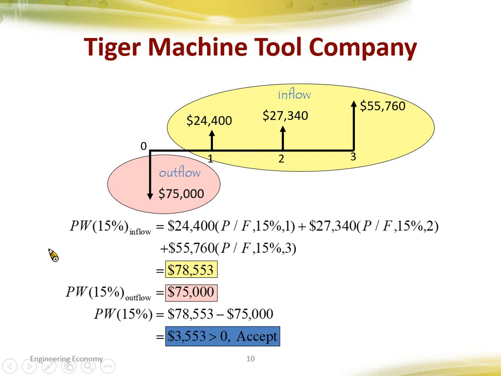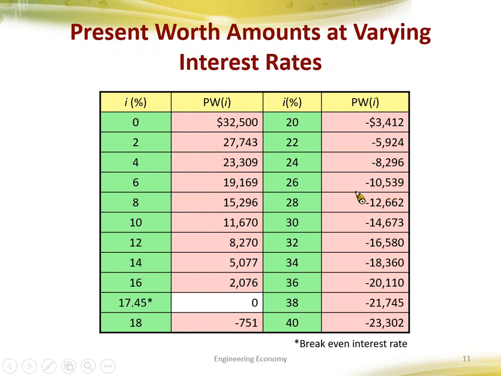Let me show you the next slide. So if we change i, as some of you have already pointed out, originally we used 15% and it is positive, and 16% is still positive. When we reach 17.45, it becomes 0. And as it continues to increase, it becomes negative, all negative. I think this rate of interest that makes the present worth equal to 0 has a name.